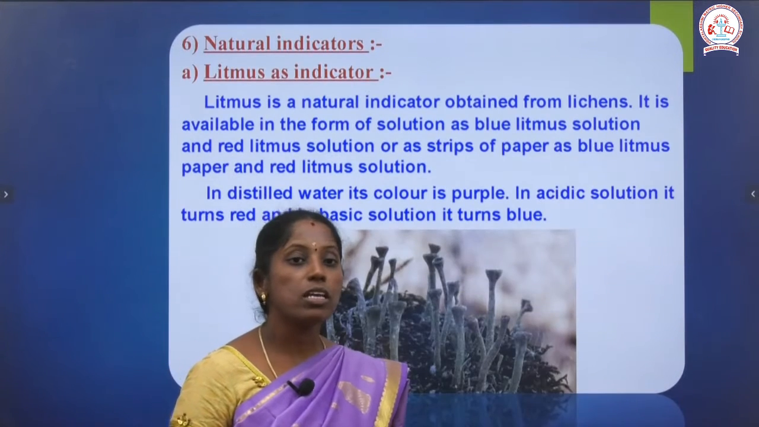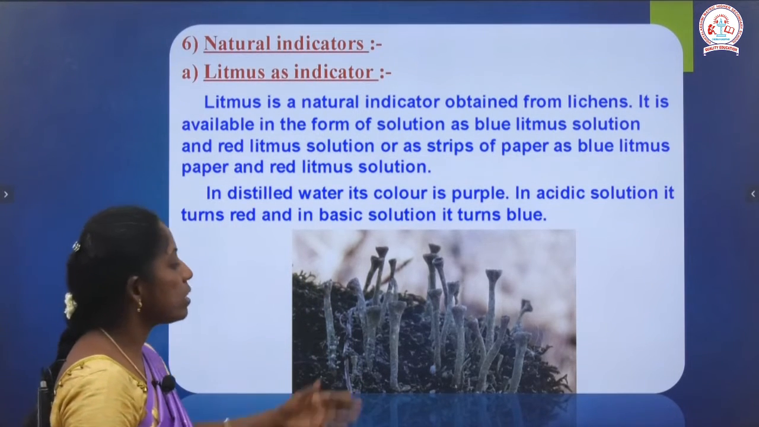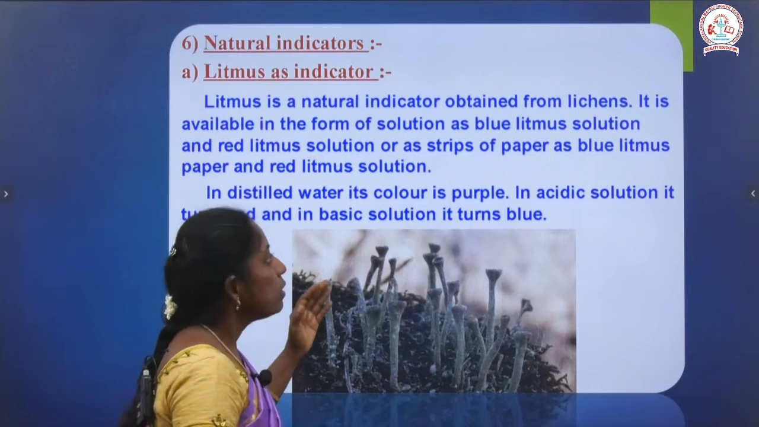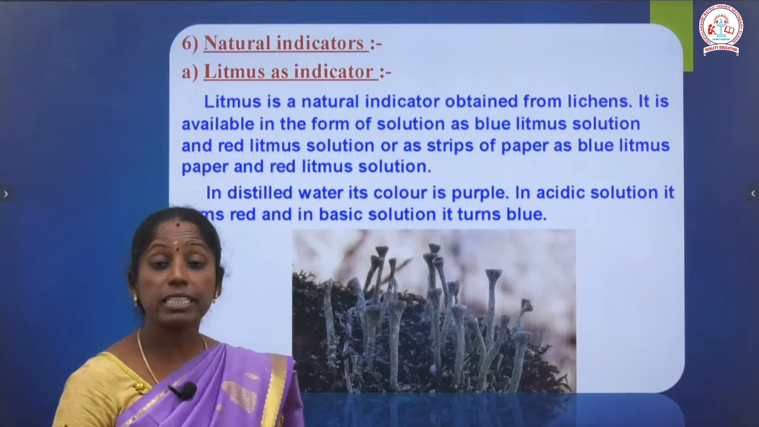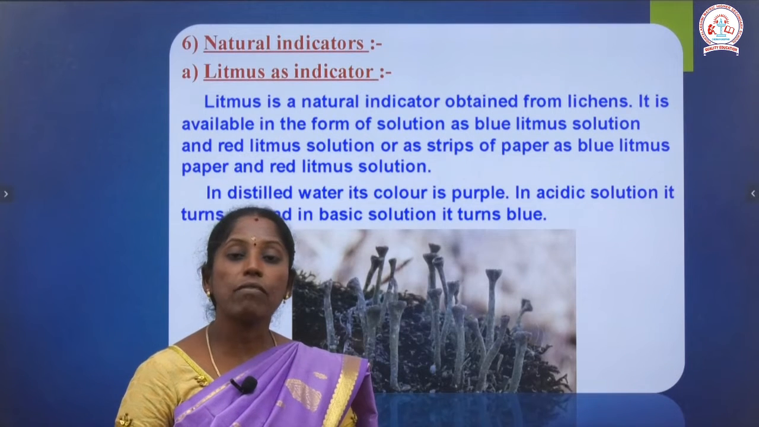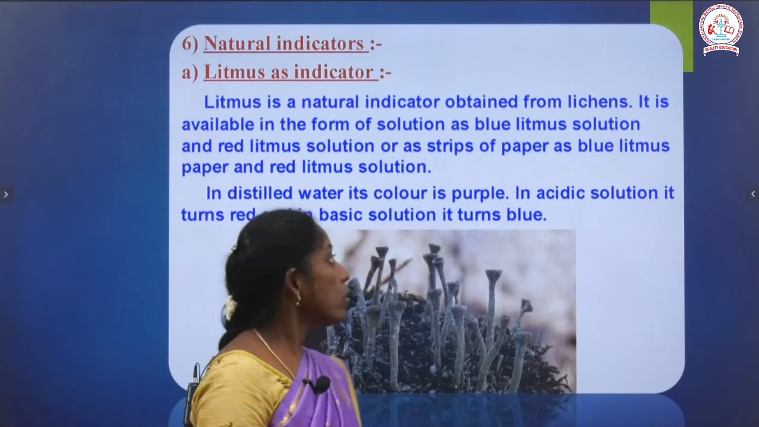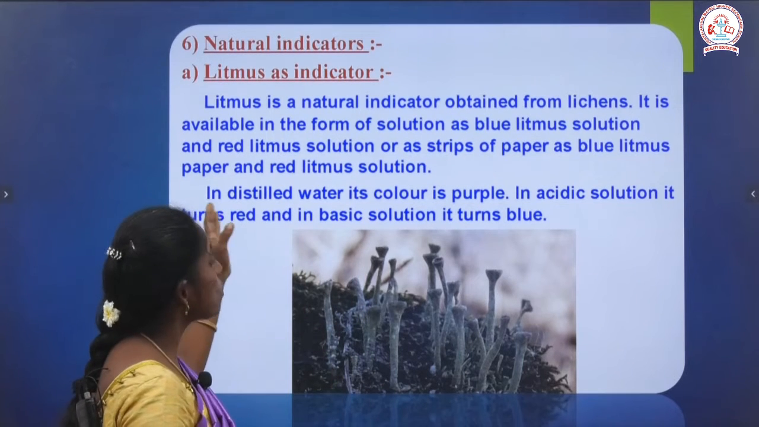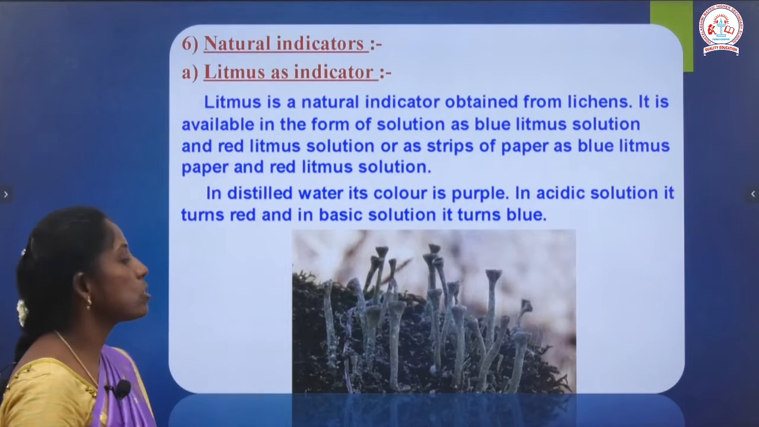First we can see litmus. Where can we get this litmus? This is a picture of litmus. We can obtain this litmus from the lichens plant. Lichens is nothing but algae and fungi together. It gives us the form of solution. One is blue litmus solution, another is red litmus solution.